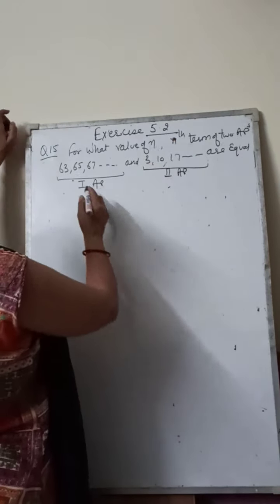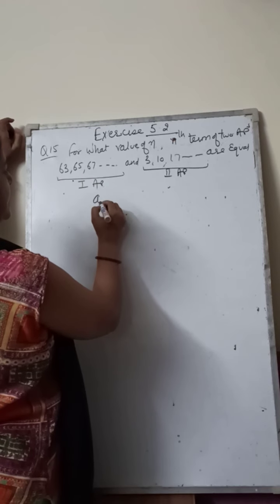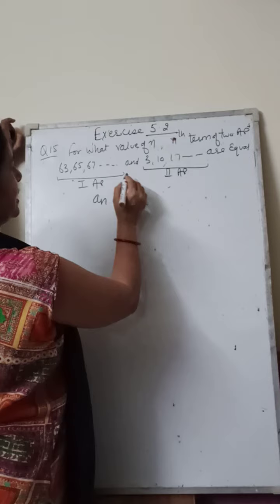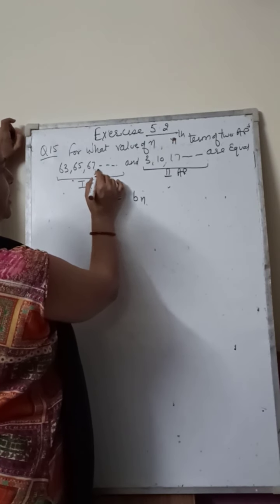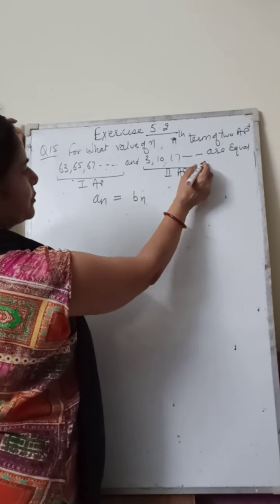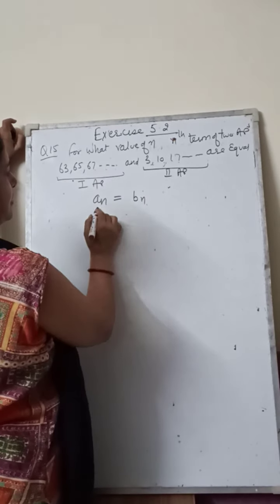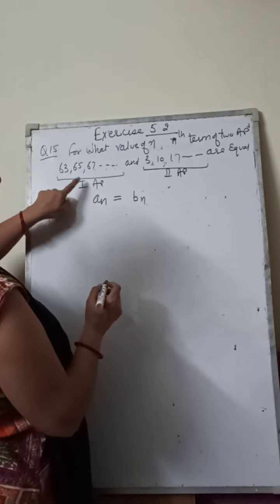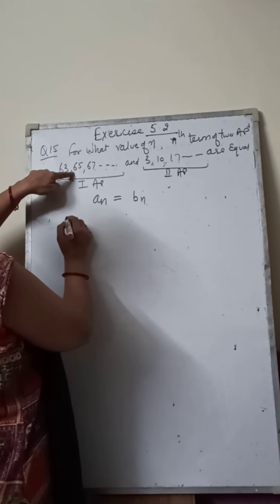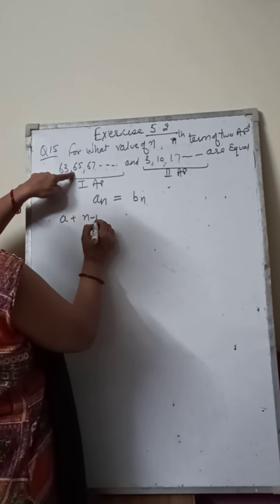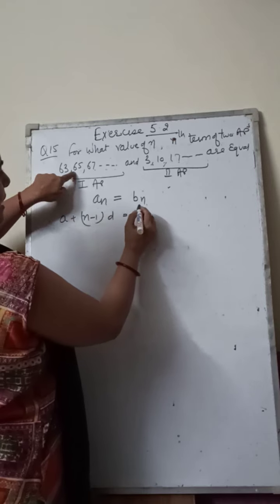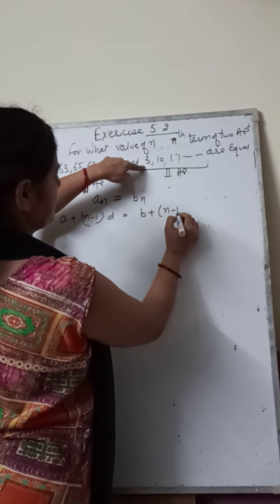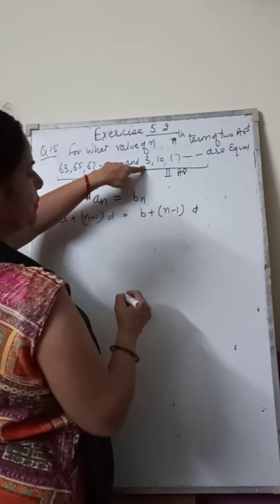Clear? Nth term of this AP means An, equal to nth term of this AP means Bn. So let us suppose this is A1, A2, A3 up to An, B1, B2, B3 up to Bn. So its nth term equals its nth term. Let's find the nth term of this. It is a plus n minus 1 into d. And its nth term is b plus n minus 1 into d.